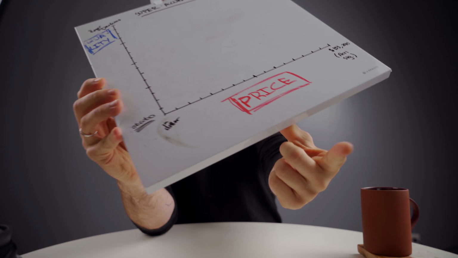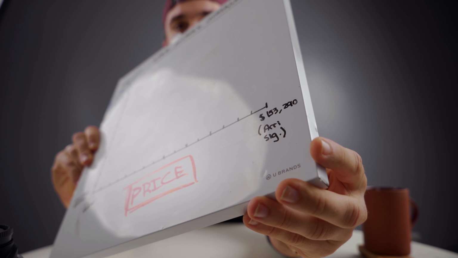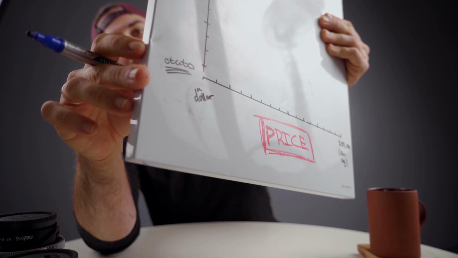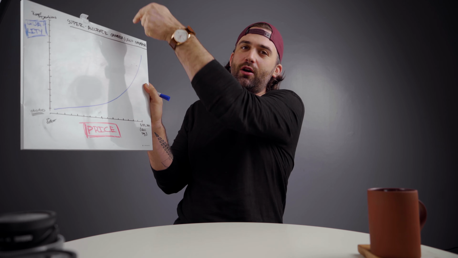So on this graph, I have quality and price. At the bottom of the scale, with the price, we have $1, and then we have $153,290. That is the cost for 6 Arri Signature Prime cinema lenses. Those are the most expensive prime lenses that I could find on the market that were sold together as a new product. And with quality, we have a potato and Roger Deakins. For the sake of this, cameras kind of went like this. So they just got better and better and better.